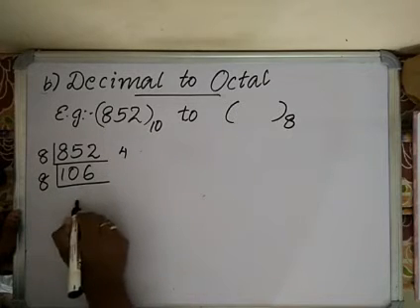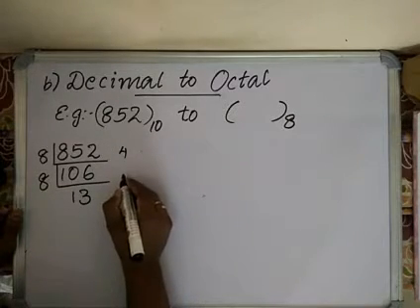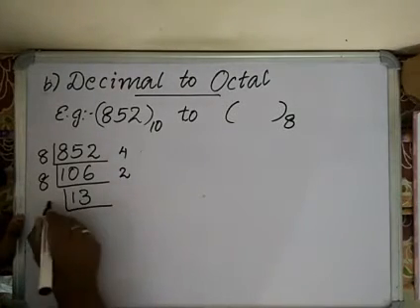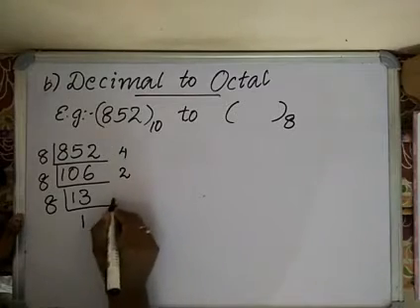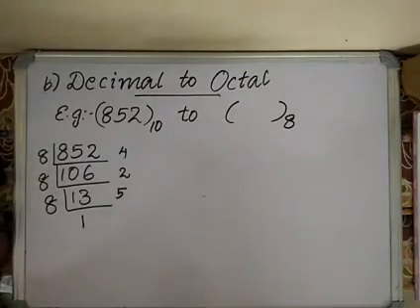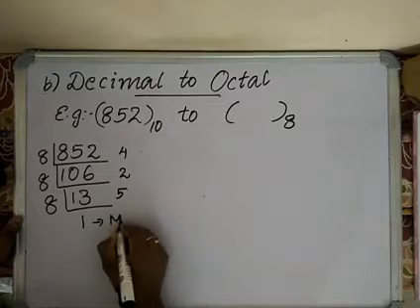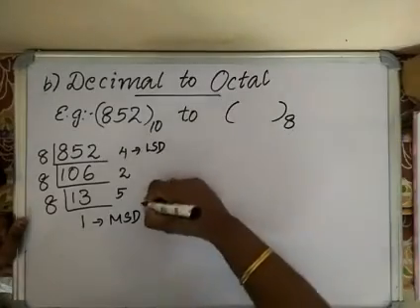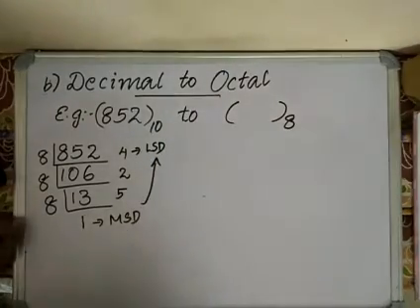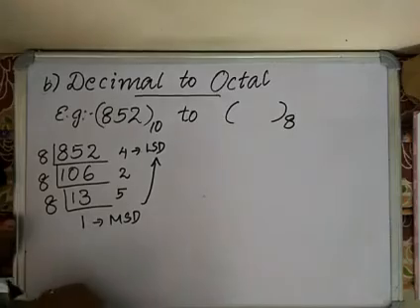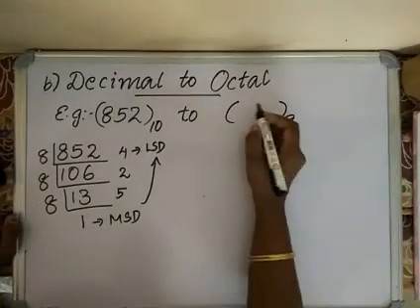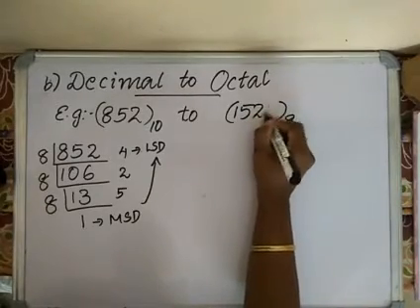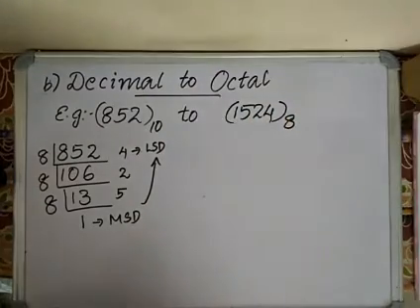Again division, 13 as the quotient and 2 as the remainder, then 8, 1 is the quotient and 5 is the remainder. So this will be the MSD, most significant digit. This is the LSD, and we know that we consider from MSD to LSD. So the number 852 in decimal is equivalent to 1524 in octal.